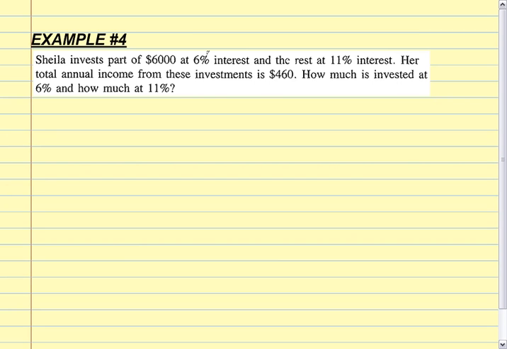Sheila invests part of $6,000, not all of it. She has $6,000 and she invests part of it at 6% interest. That means that she's going to earn 6% on however much money she put in every year. And the rest of it at 11%. Her total annual income from these investments is $460. How much is invested at 6% and how much at 11%?